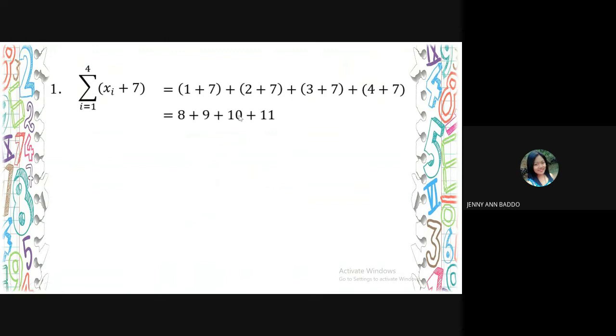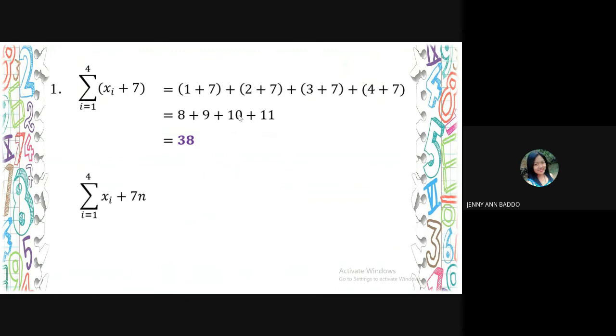Let us have examples. Evaluate x sub i plus 7, where i ranges from 1 to 4. So we have the sum of 7 and the values of x sub i. So that's 1 plus 7 plus 2 plus 7 up to 4 plus 7. Adding those numbers, we have 8 plus 9 plus 10 plus 11, and that gives us 38.